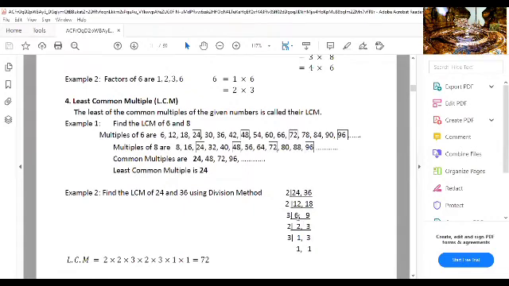2 6s are 12, 2 9s are 18. Now in the 2 table, 6 is exactly divided, but 9 is not divided. That's why we take 3 here. The next number after 2 is 3. 3 2s are 6 and 3 3s are 9.